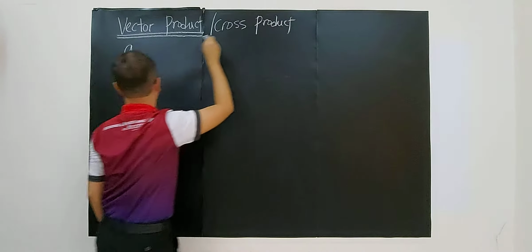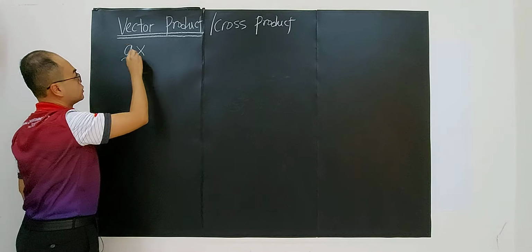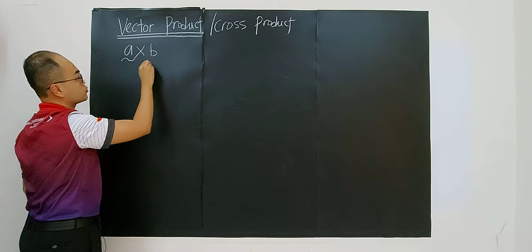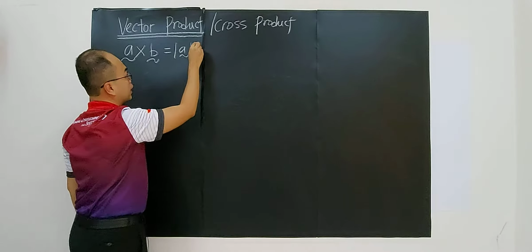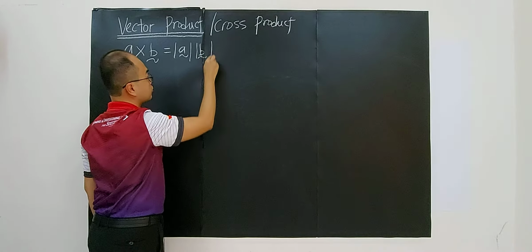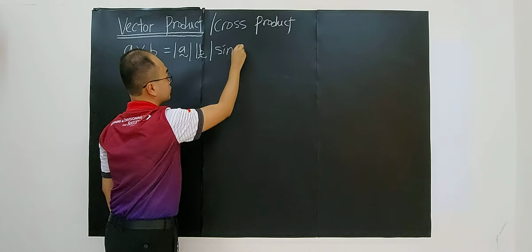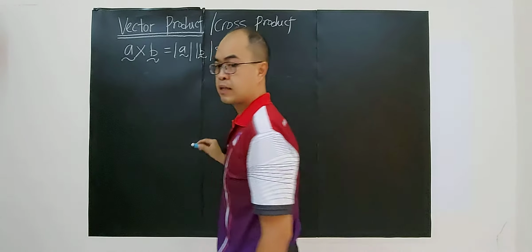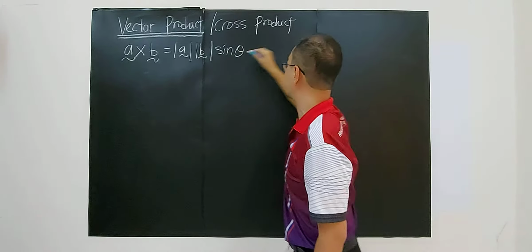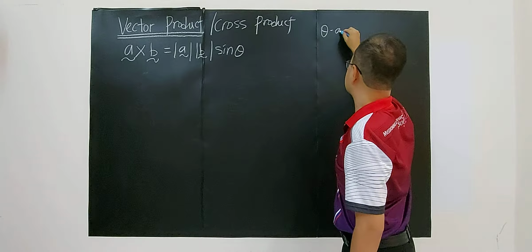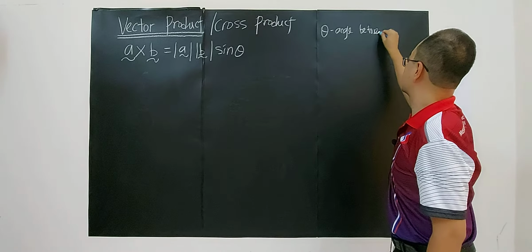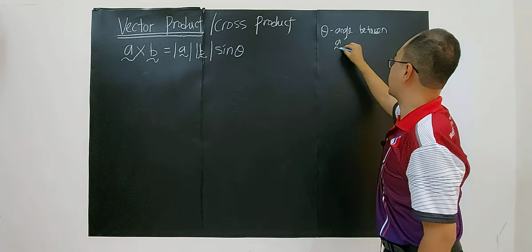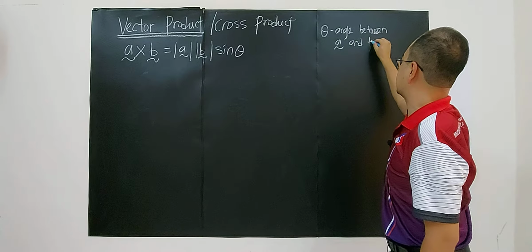The cross product, or vector product, is defined as the vector A cross vector B, which equals the magnitude of A multiplied by the magnitude of B, times sine of theta, where theta is the angle between vector A and vector B.